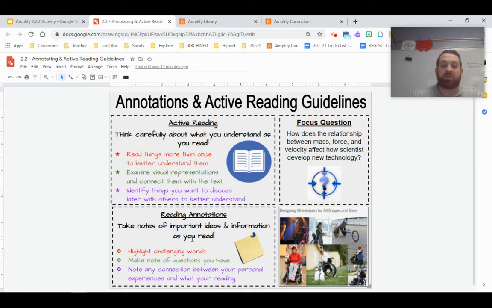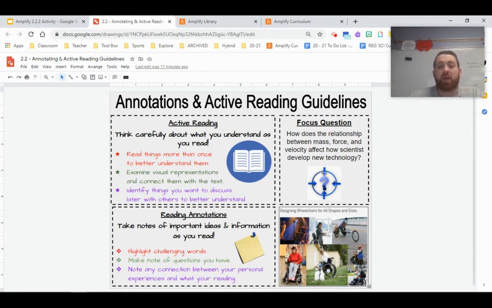So things that you're going to annotate. You're going to highlight challenging words, okay? If we can identify those words that maybe we don't know or need more information on, it'll help us better answer this question. We're going to make notes of actual questions we have, things that we want to know more about, things that we want to dive deeper with, things we want to make connections with. And then we're going to also note those connections between our personal lives, our experiences, maybe the space pod, maybe things that we have encountered in our life that deal with wheelchairs, whatever it may be.